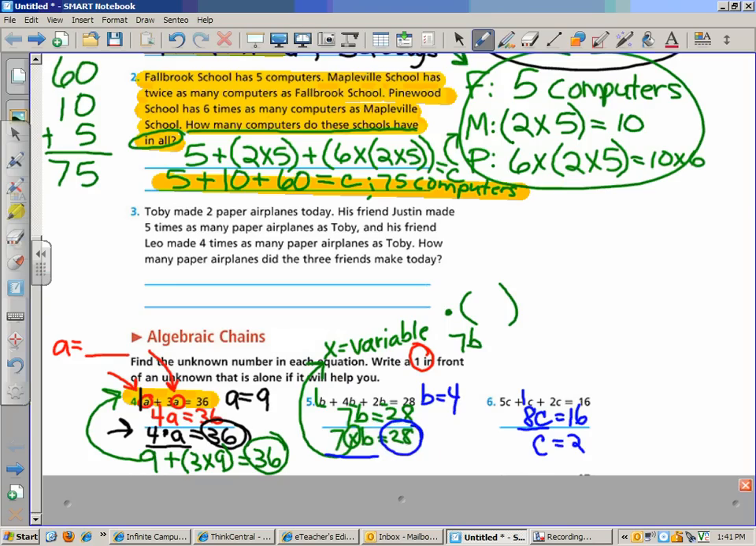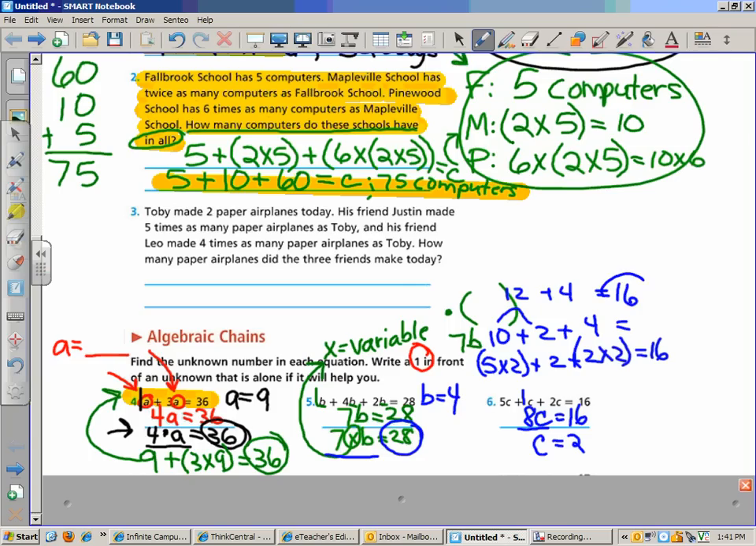Okay, as a good mathematician, check that to see if that's right. Well, 5 times 2 plus 2 plus 2 times 2, does that equal 16? Let's check it out. 10 plus 2 plus 4. 10 plus 2 is 12, plus 4 equals 16. Yes, we did get to 16.